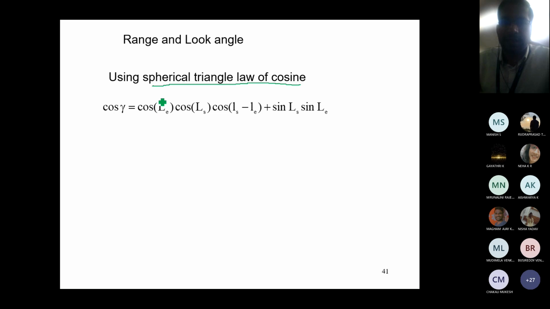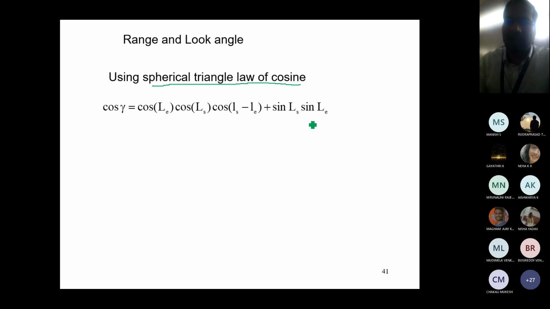You know what is capital LE? Capital LE is the latitude of the Earth station. Capital LS is the latitude of subsatellite point. Small ls is the longitude of subsatellite point. Small le is the longitude of the Earth station. Capital LS is the latitude of subsatellite point, and capital LE is again the latitude of Earth station.